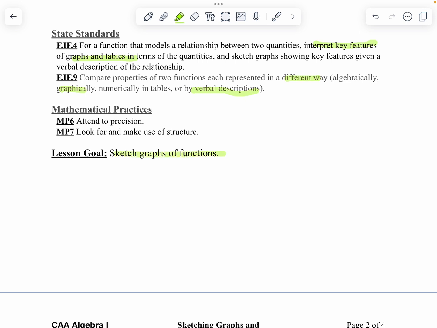It's kind of backwards from what we did on our previous lesson on shapes of graphs, where I gave you the graph and you told me about the key features. Now I'm going to tell you the key features of the graph, and you're going to make a graph of it. Let's take a look at our first example here.